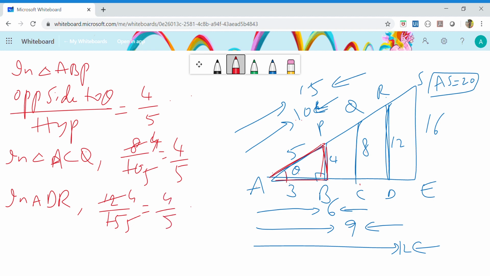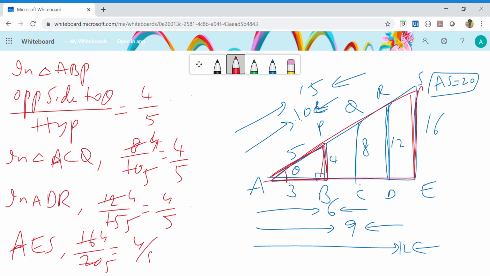And consider triangle AES. What is the opposite side? ES is 16, and the hypotenuse AS is 20. So 4 fours and 4 fives, 4 by 5 you will get. So in all these relations, what are you observing?